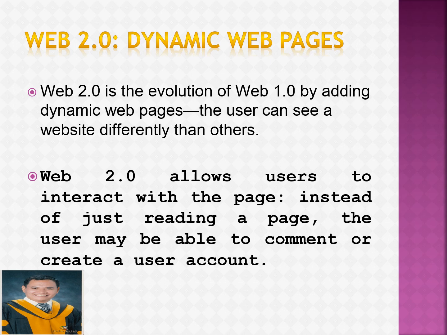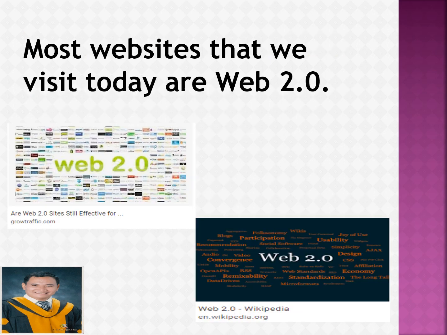Most websites that we visit today are Web 2.0. So for example, if you are going to open your Facebook account, you are allowed to create your account or sign up, or you can directly sign in using your username and password. So by this time, in Web 2.0, you are allowed to interact with the website. Most websites that we visit today are Web 2.0 as I mentioned. So as what we have here, we have a lot of examples of Web 2.0.